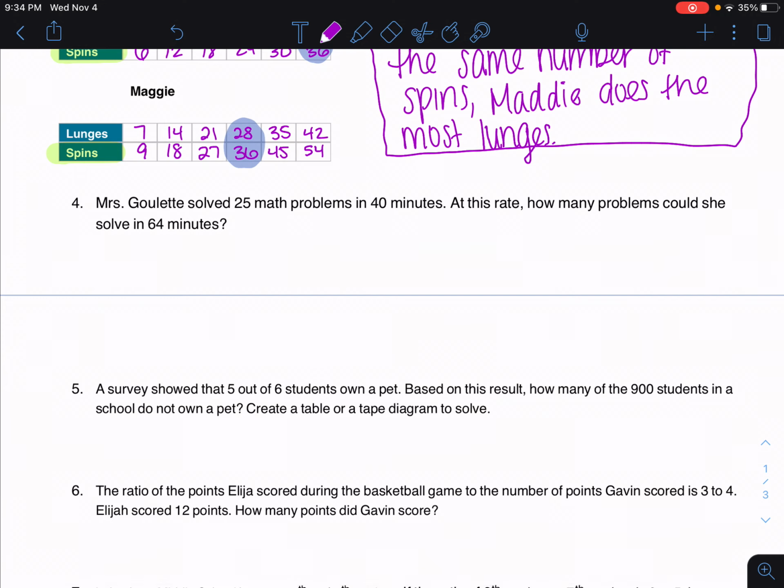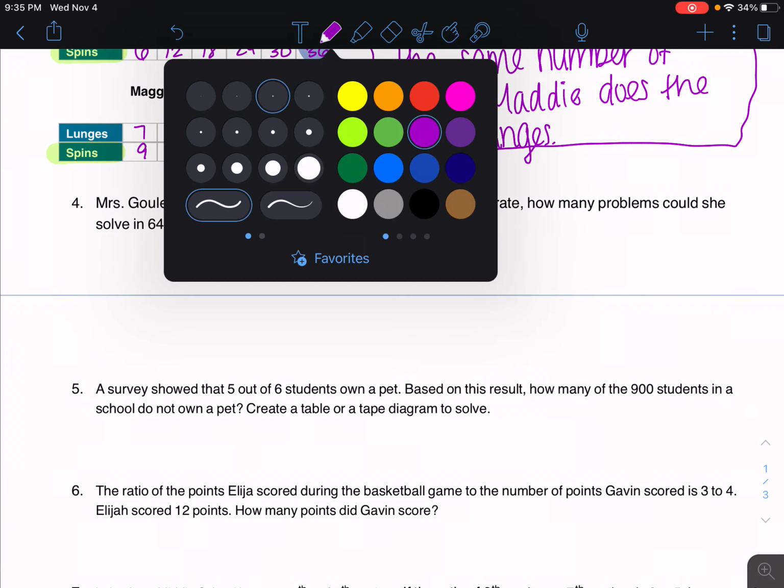Number 4 says, Miss Goulette solved 25 math problems in 40 minutes. At this rate, how many problems could she solve in 64 minutes? So this is the first of our ratio table problems. So I'm going to have problems in minutes. So I've got 25 math problems in 40 minutes. And I want to know how many she could solve in 64 minutes.